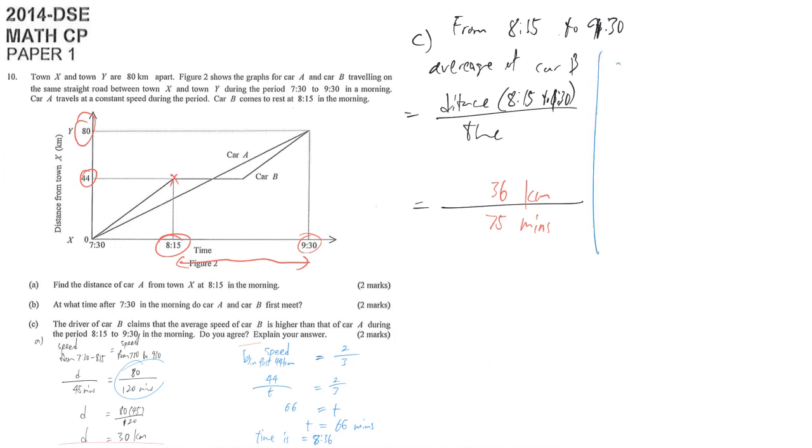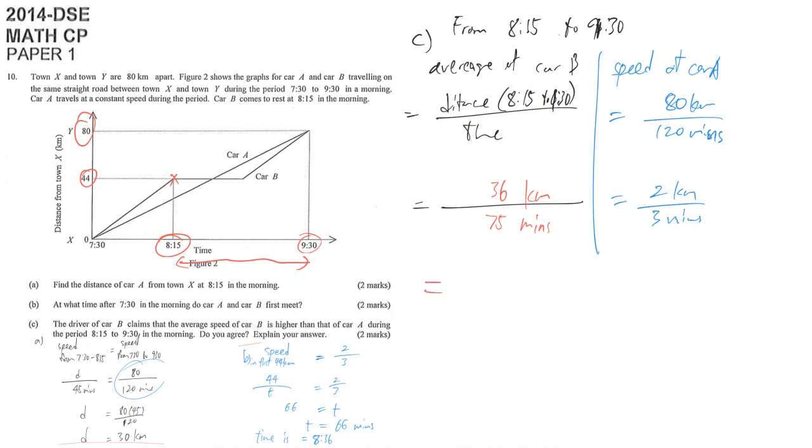So compare with the speed of car A. Basically, it's just the average speed throughout the whole journey, or you may say it's not necessary to calculate this section, because the speed is just constant. So the distance again is 80 km divided by 120 minutes. Then we get 2 km per 3 minutes. Now we are going to compare which one is faster.